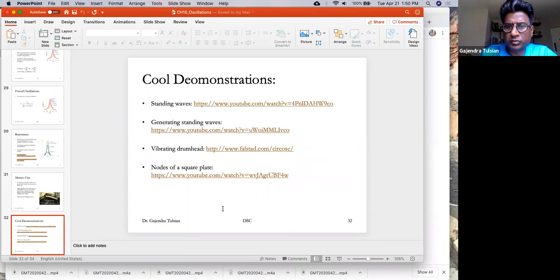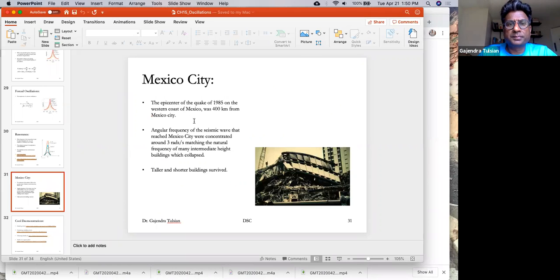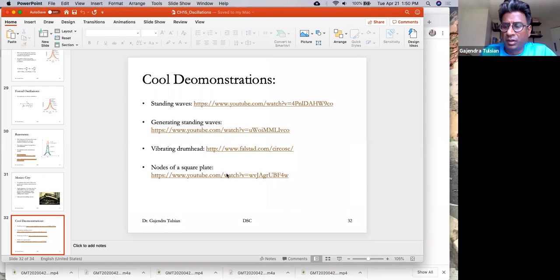So here's a case that happened in Mexico City. The epicenter of the quake of 1985 on the western coast of Mexico was 400 kilometers from Mexico City. Angular frequencies of the seismic waves that reached Mexico City were concentrated around 3 radians per second, matching the natural frequency of intermediate buildings, which collapsed. Taller and shorter buildings survived.